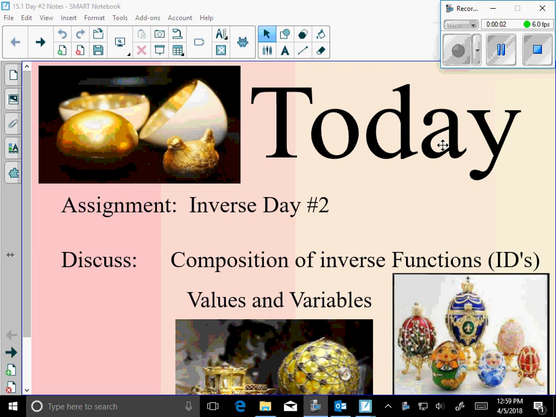All right, this is 15.1, day number 2, inverse trig. Day 2, we're going to talk about composition of inverse functions, values, and variables, a little bit with identities as well.